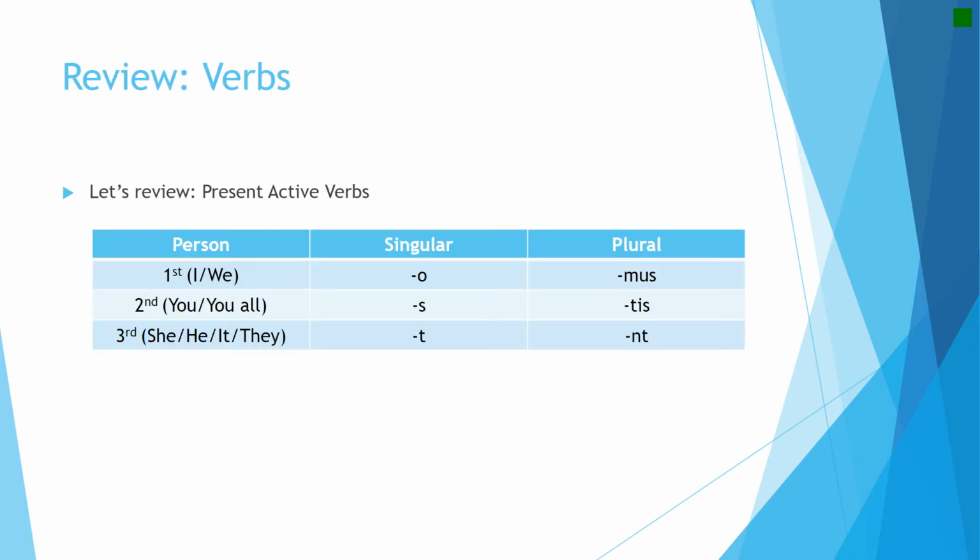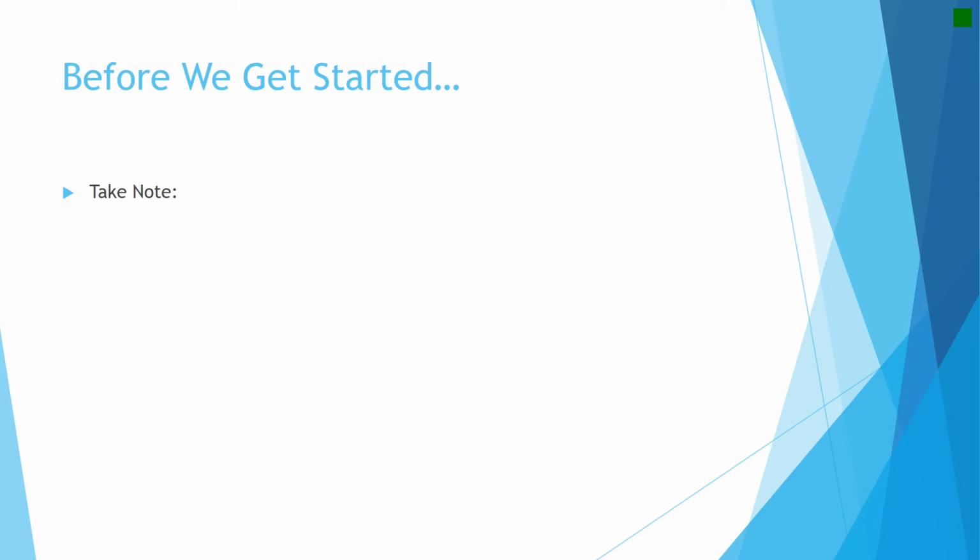Next, let's review first conjugation verb endings. Here is a chart of verb endings for the present tense. For our lesson, the third person singular verb ending is important. The third person singular verb ending is T. A verb with a third person subject assumes the subject will be she, he, or it.